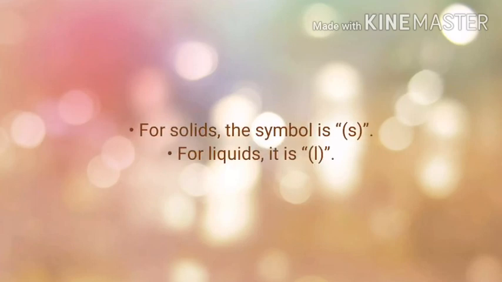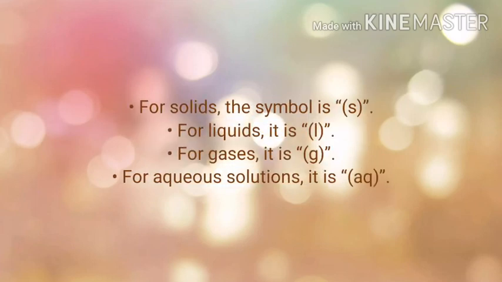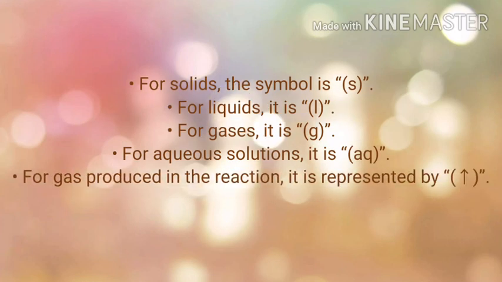For solid, the symbol is S. For liquid, it is L. For gas, it is G. For aqueous solution, it is AQ. A gas product in the reaction is represented by an upward arrow, because gases are lighter and they float over the surface of the reaction. That is why the arrowhead is upward. So these are the symbols that we use to represent a chemical reaction in the form of equations.